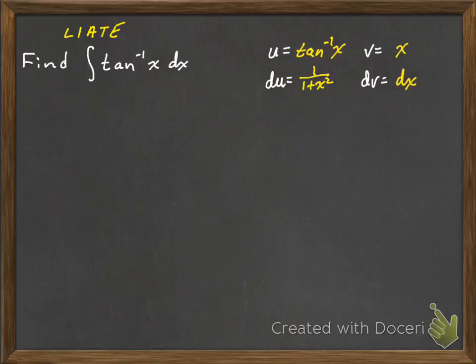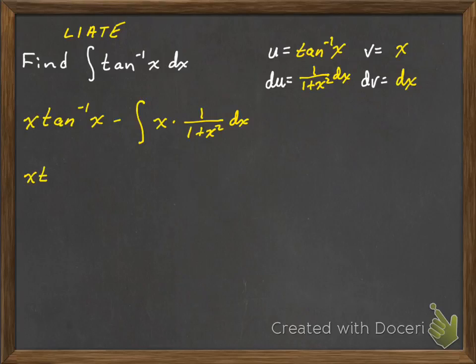All right, so plugging into our formula, we have u times v, so that's x times tangent inverse of x minus the integral of v times u prime, and there would be a dx on that. So that's going to be x times 1 over 1 plus x squared dx. All right, so now let's look at this integral.